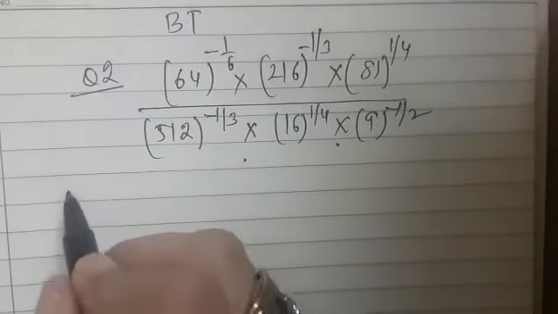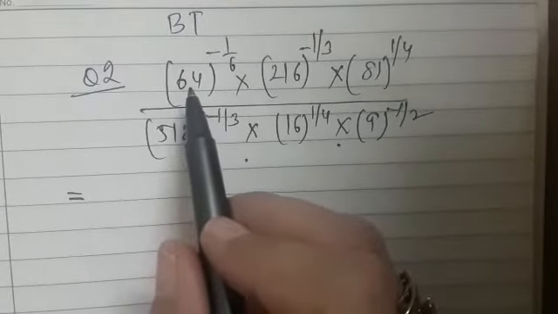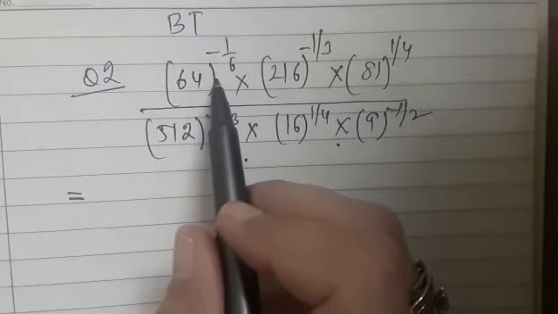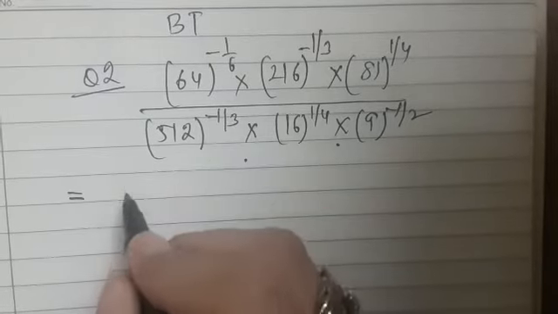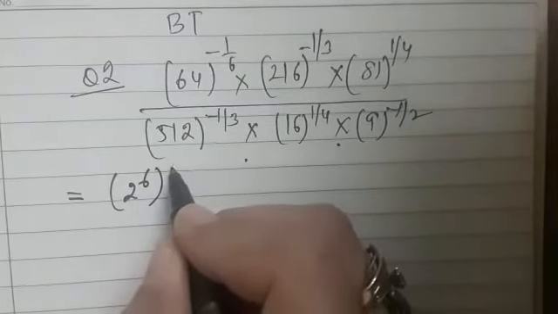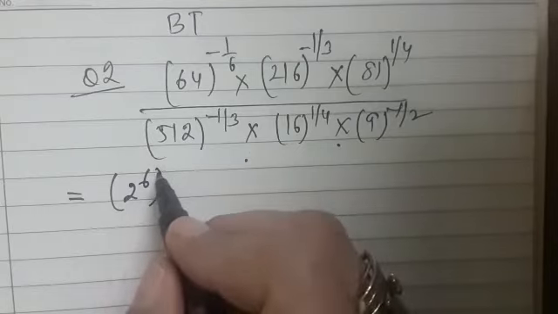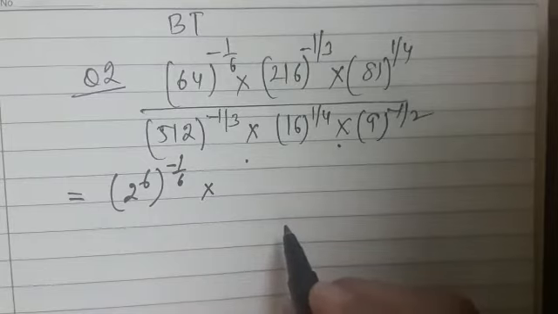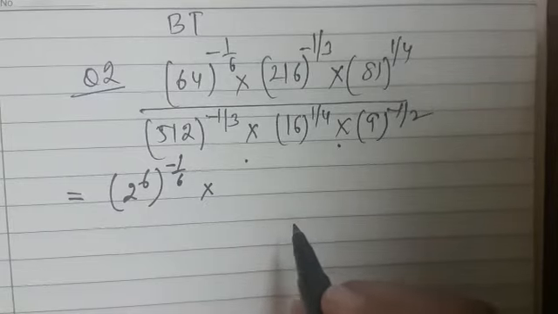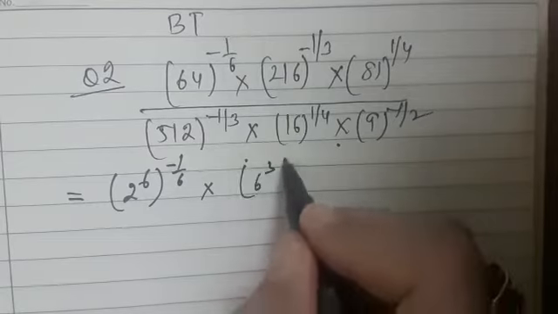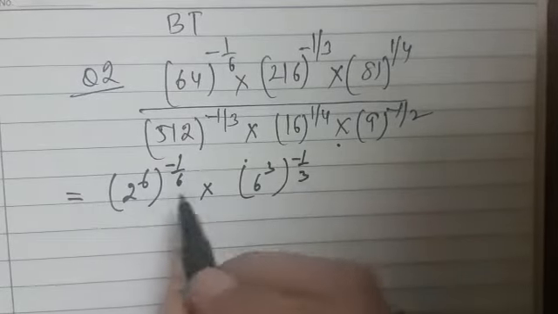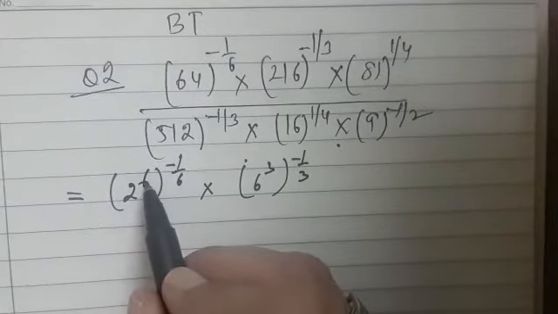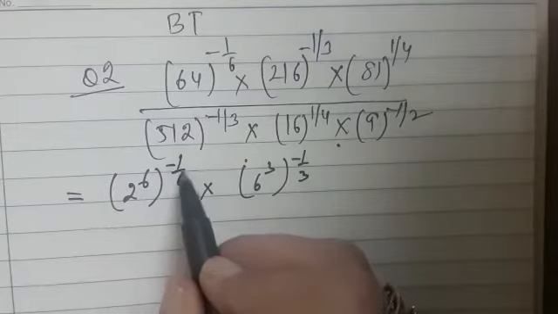Okay, so this is equal to, now how can you express 64 in terms of powers? Yes, it is 2 raised to the power 6. So we can write it as 2 raised to the power 6 raised to the power minus 1 by 6 into. Now think about 216. Yes, it is 6 cube. So interestingly, you will notice here that we are getting 2 raised to the power 6 and here the power is minus 1 by 6.